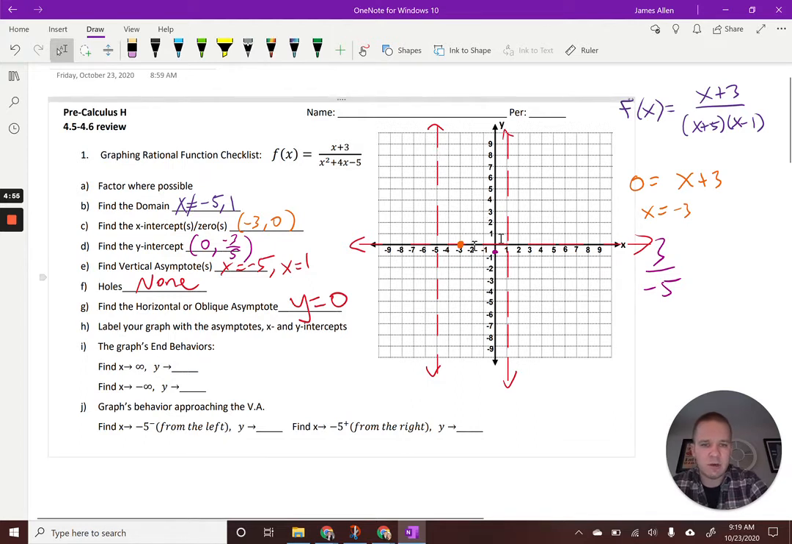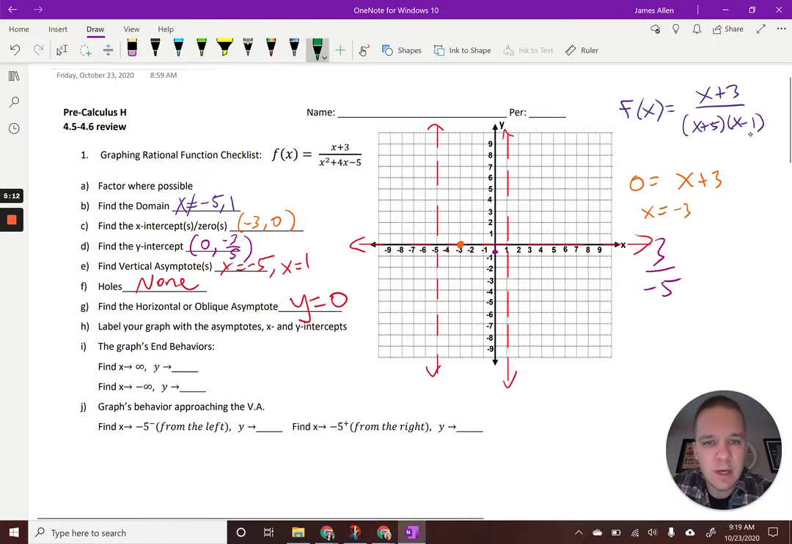Since I already have points, I kind of want to see what's going on in this area. If I plugged in a negative 4.9, because that would be real close on this side, negative 4.9 would be negative, positive, negative. Negative, positive, negative would be overall positive. So I know I'm doing this up here.